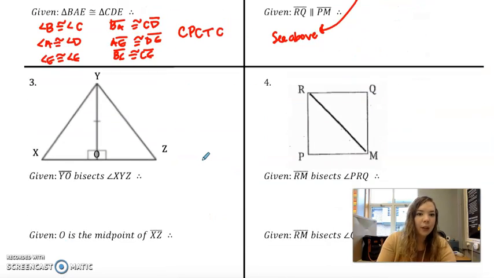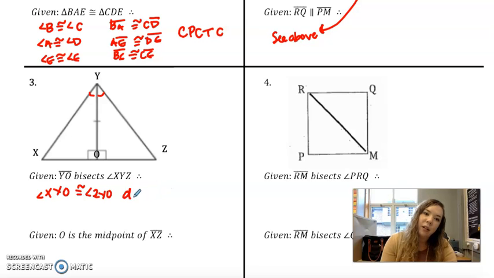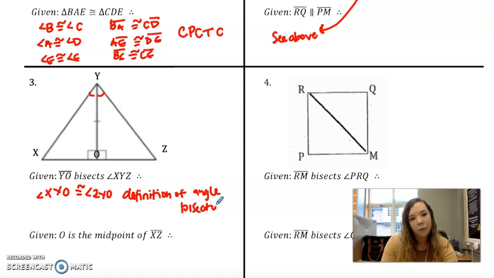Okay, number 3 here. Given that line segment YO bisects angle XYZ, that would tell us that these two angles have to be congruent. That's the definition of an angle bisector. So we would do angle QYO is congruent to angle ZYO by definition of angle bisector. Given O is the midpoint of XZ would tell us that XO is congruent to ZO by the definition of midpoint.